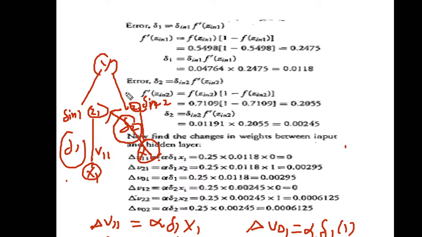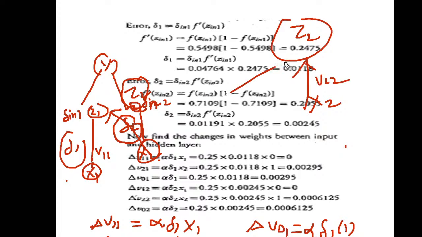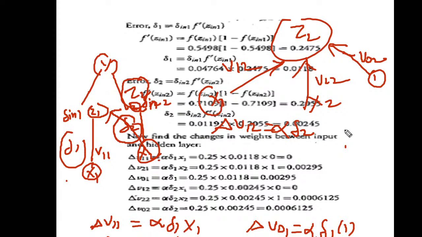Similarly on this z2, from x2 is coming v22, from x1 is coming v12, and there is one bias, this is v02. Now suppose we want to calculate the change in weight delta v12. From here delta 2 will come, so alpha into delta 2 into this x1.